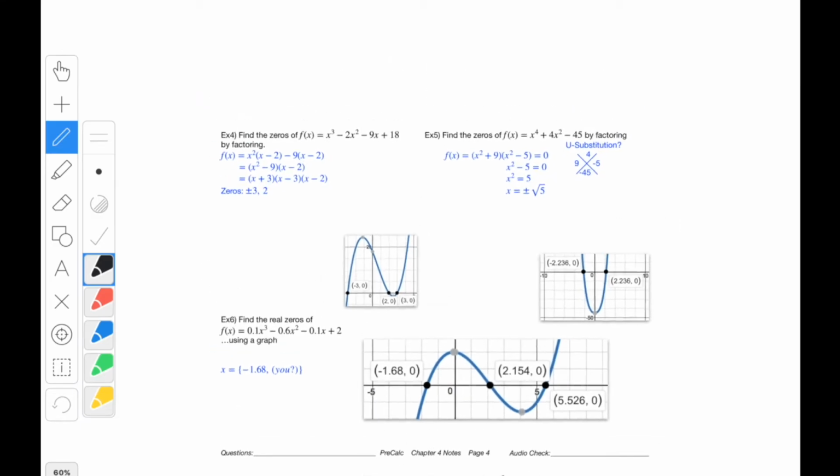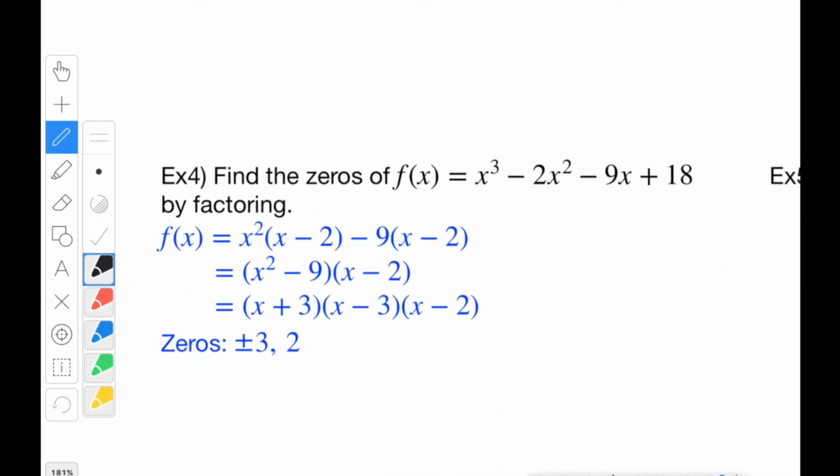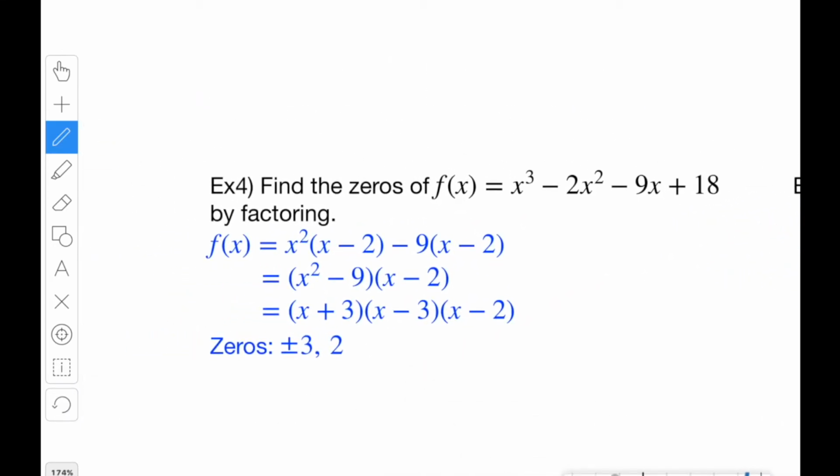Let's check this out. Let's find the zeros of x cubed minus 2x squared minus 9x plus 18 by factoring. Well, remember one thing that made the previous examples easy was that they were already in factored form. So here, I'm going to factor by grouping.